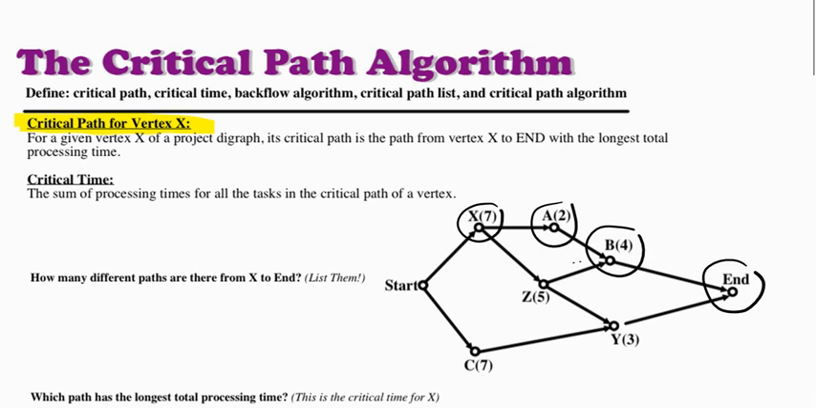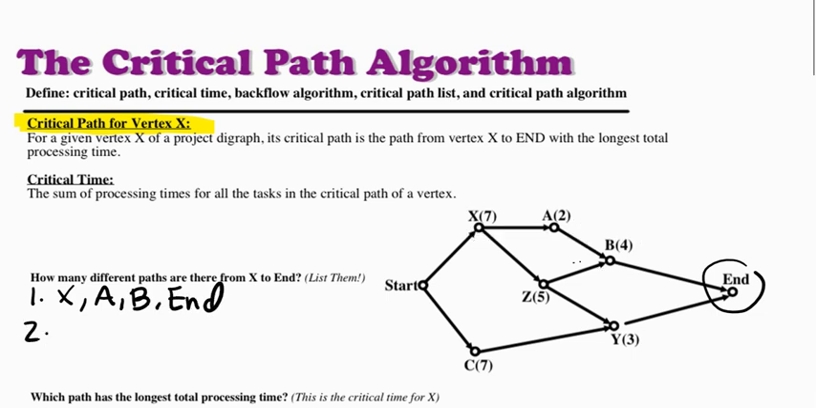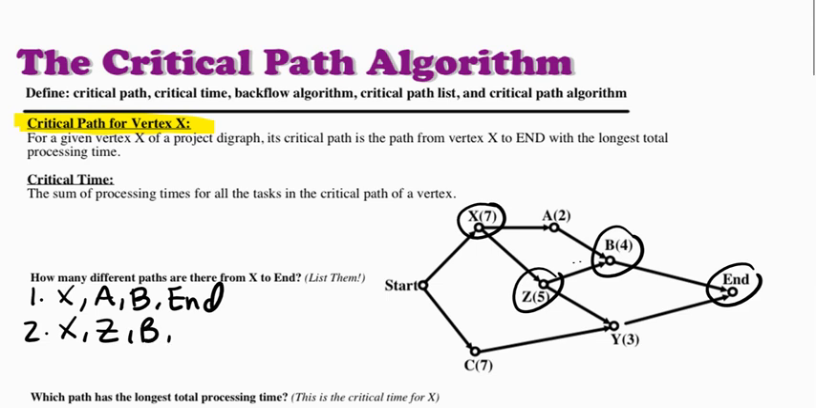So down here, I asked the question, how many different paths are there from X to end? So the first path is X to A to B to end. The second path is X to Z to B to end. And the third path we found was X to Z to Y to end.